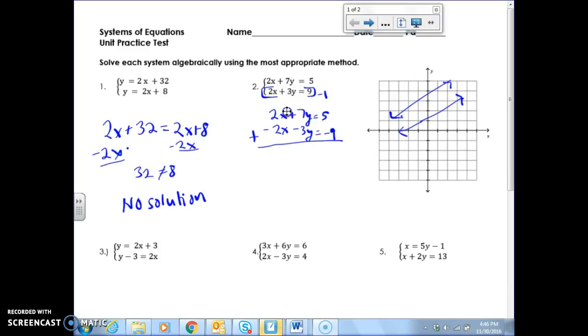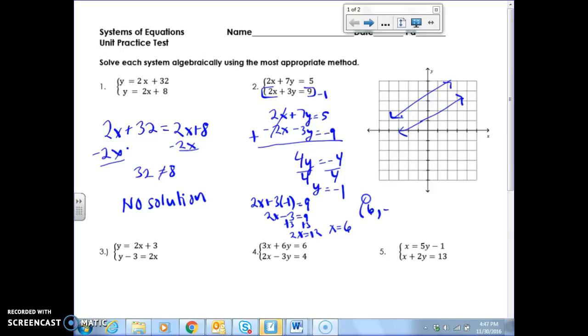Elimination method is also called the addition method, so you're technically adding these two equations together. When I do that, I get 4y equals -4. Solve for y, and I get y equals -1. Then I'm going to take my -1, plug it back into my original equation, so 2x plus 3 times -1 equals 9. 2x minus 3 equals 9. And I'm going to solve for x here, and I get x equals 6. So my solution was 6, -1.